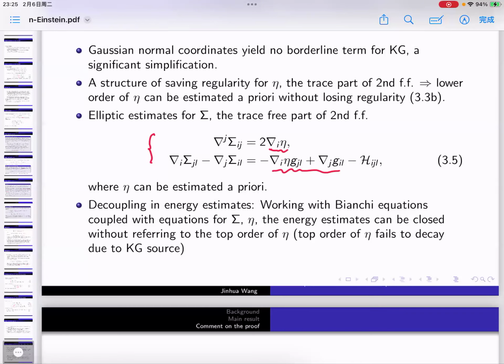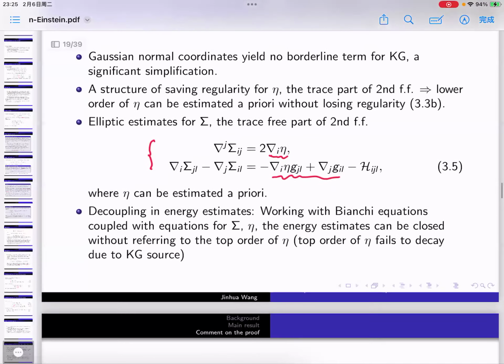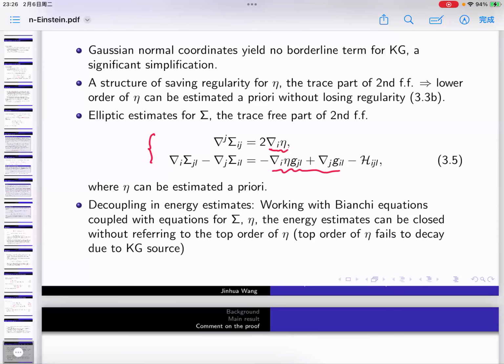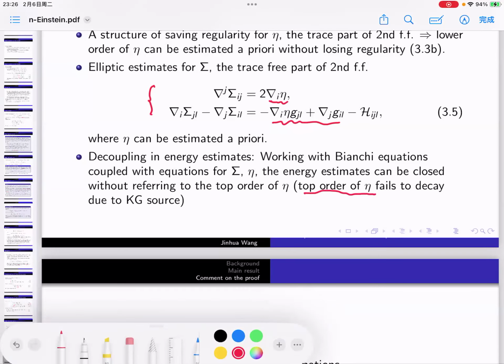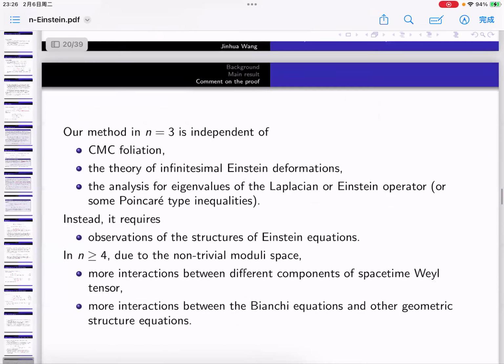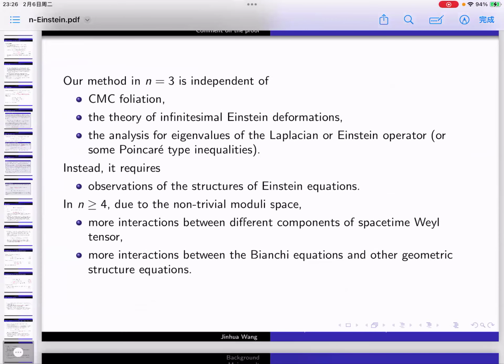This decoupling structure helps us close the energy estimate, because the top order of eta actually does not decay because of this Klein-Gordon source. So in summary, the method in this n equals 3 case is independent of the Penrose-type separation and of the theory of the moduli space. It does not need any information of the moduli space, or any analysis of eigenvalues of the Laplacian or Einstein operator, or Poincare type inequalities. Instead, it requires observation of the structure of the Einstein equation.